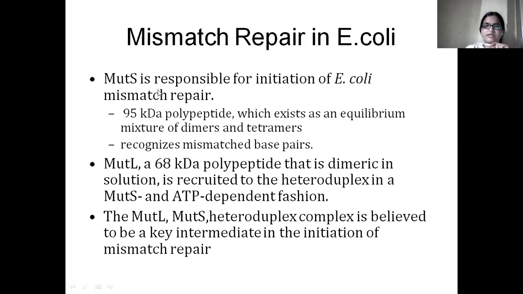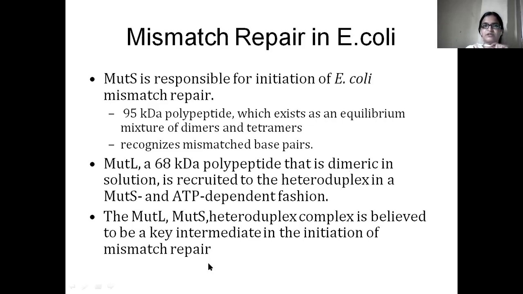So, this MutS, as we have discussed, will recognize the mismatch in the DNA molecule. Then comes another protein, that is MutL. It is a 68 kilodalton polypeptide that is dimeric in solution, and is recruited to the heteroduplex in a MutS and ATP dependent fashion. So this MutL will come to the site of repair, and it exists in the form of a dimer, meaning two subunits, and it is an ATP dependent molecule, and the MutS, MutL heteroduplex complex is believed to be a key intermediate in the initiation of the mismatch repair.